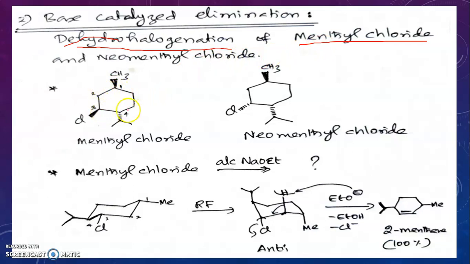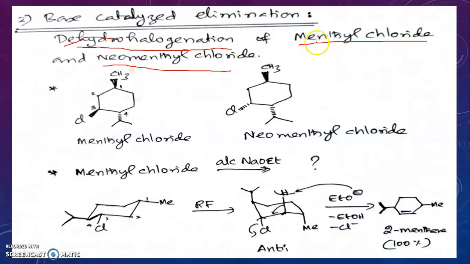So, in the cyclohexane, we must have a methyl group at position 1 and an isopropyl group at position 4, and these two should be trans. Whether it is menthyl chloride, menthol, or menthylamine, whatever it is, the cyclohexane ring should contain a methyl group and an isopropyl group at 1 and 4 positions, and they must always be trans. Now, what is the difference between menthyl chloride and neomenthyl chloride? This is very, very important. Often students will make a mistake here.